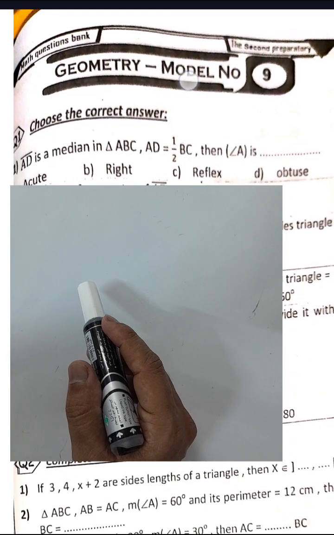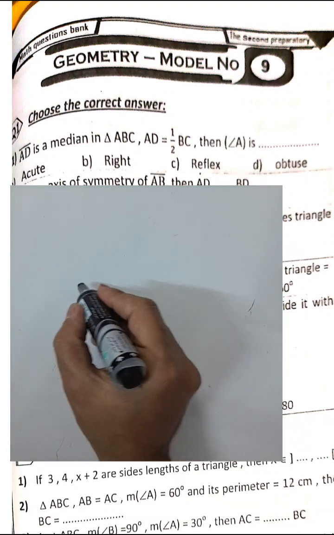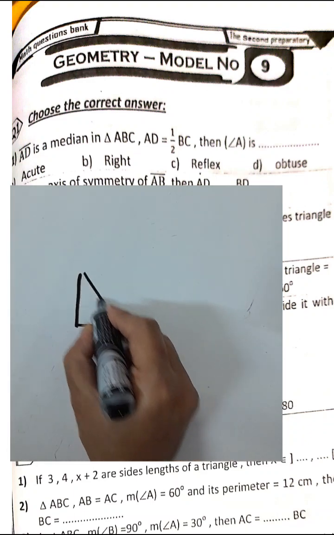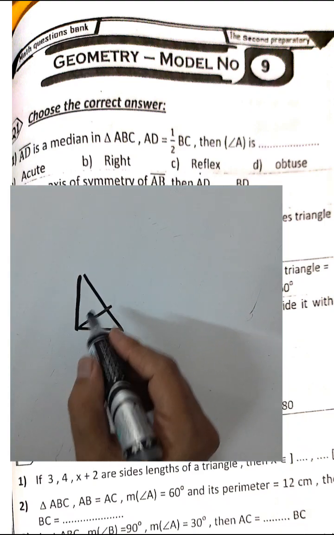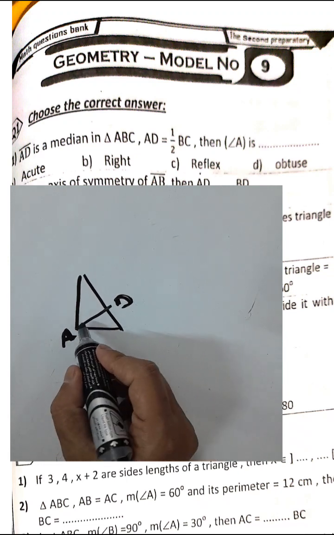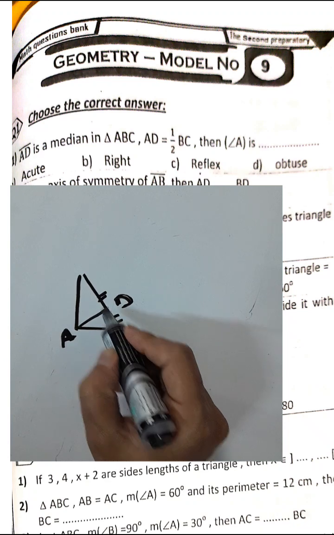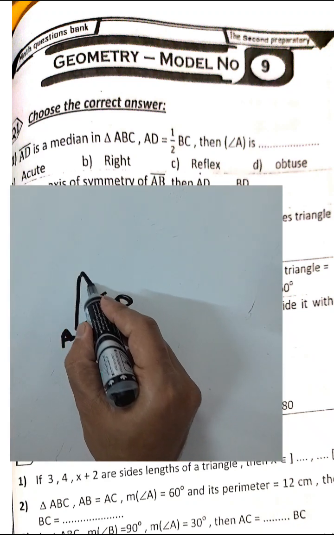Number 1, choose the correct answer. If ED is a median in triangle ABC and ED is half BC, then the measure of angle A equals what? We have the median in the triangle here, the line segment joining A and the middle of the opposite side, because we call it the median. The median will be the line segment joined from A to the middle of the opposite side.